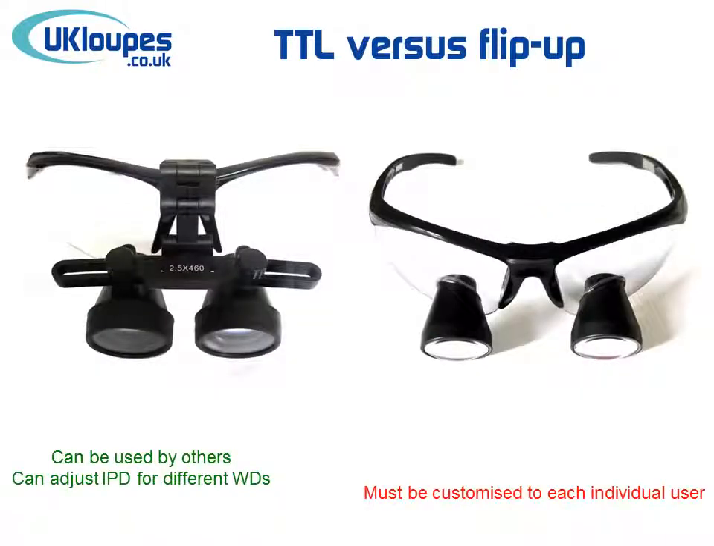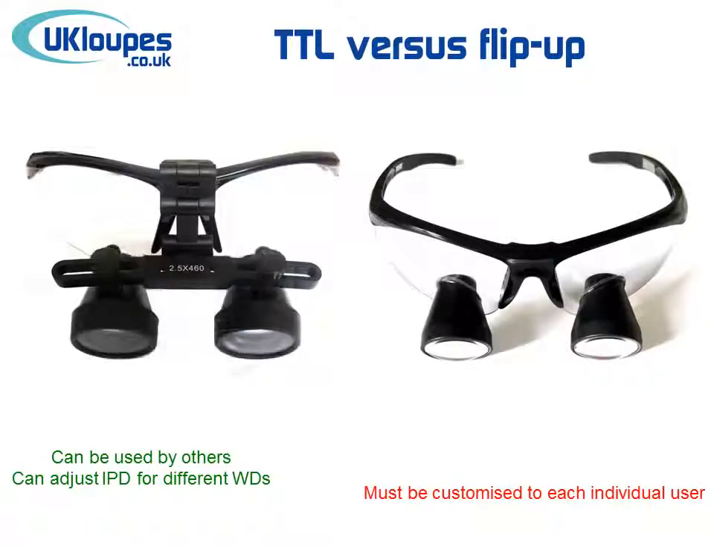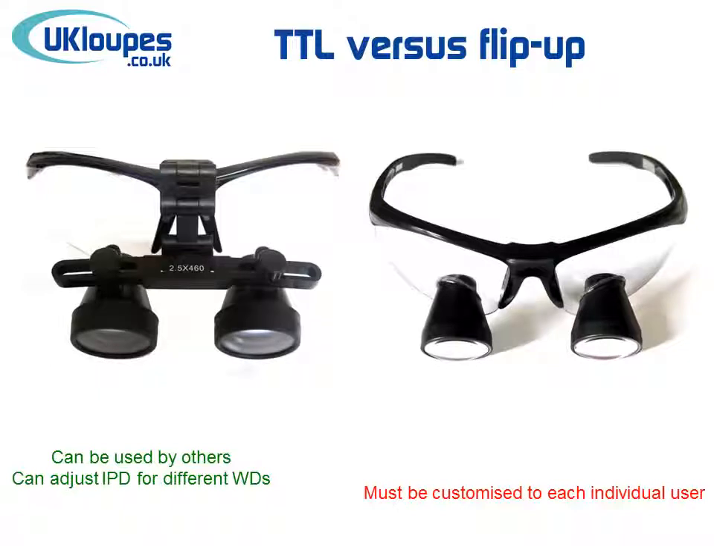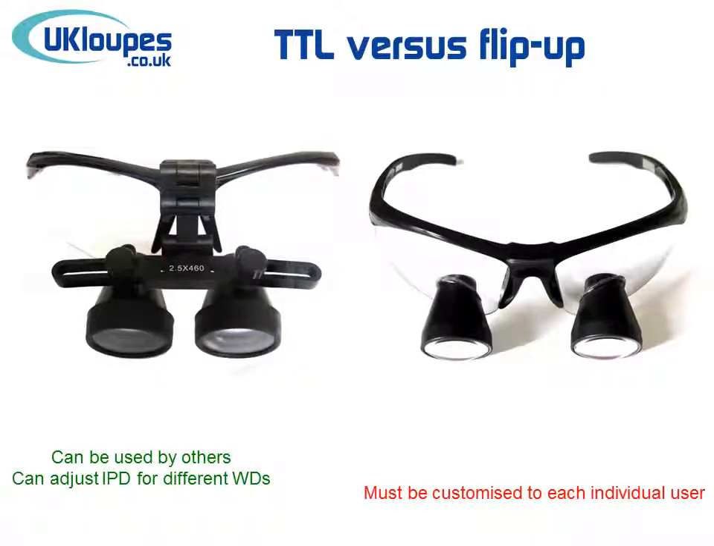TTL loops carry a considerable extra cost because they must be custom made to every individual. With flip-up loops, the distance between the lenses can be adjusted. With TTL loops, each pair of loops must be custom made to the individual. This means that flip-up loops could be used by two people, whereas TTL loops are only custom made to the individual.